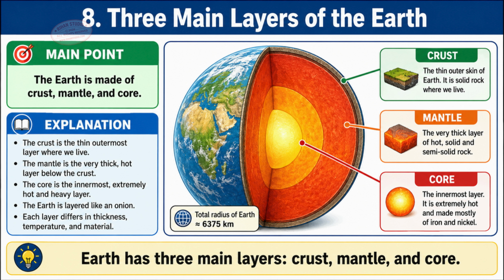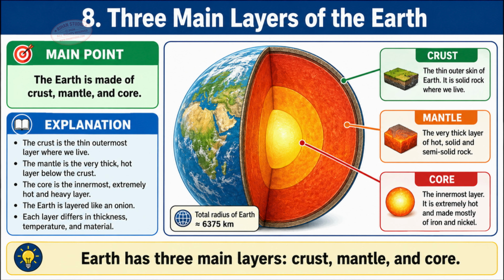3 main layers of the Earth. The Earth is made of crust, mantle, and core. The crust is outermost. We live on it. The mantle is very thick and hot below it, and the core is the innermost, extremely hot and heavy layer.